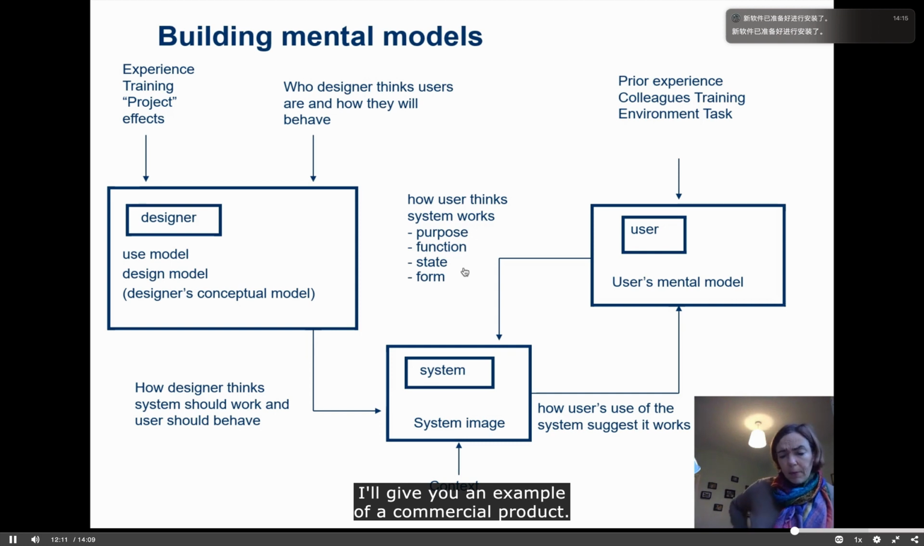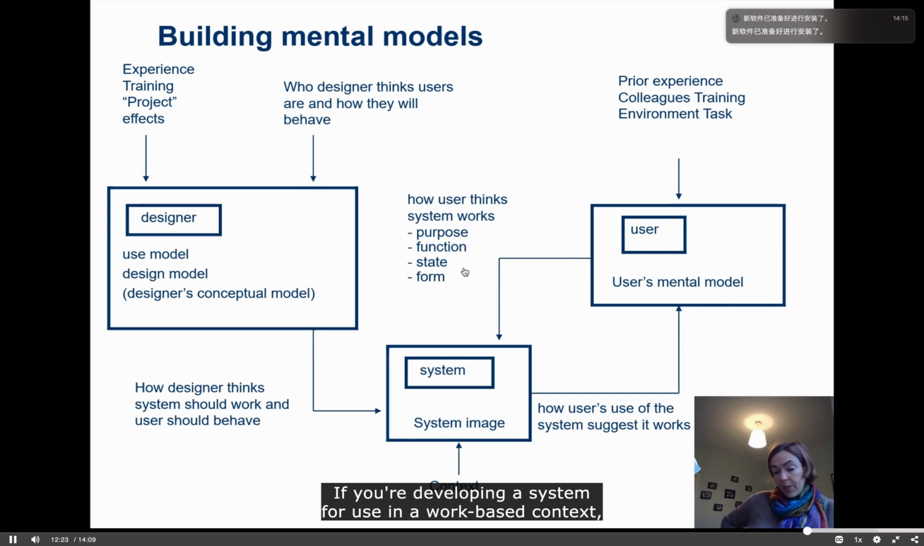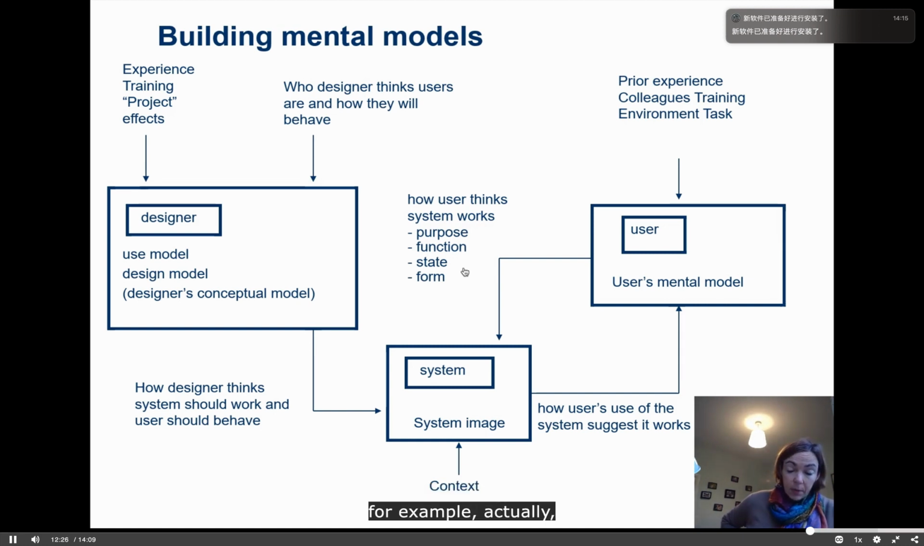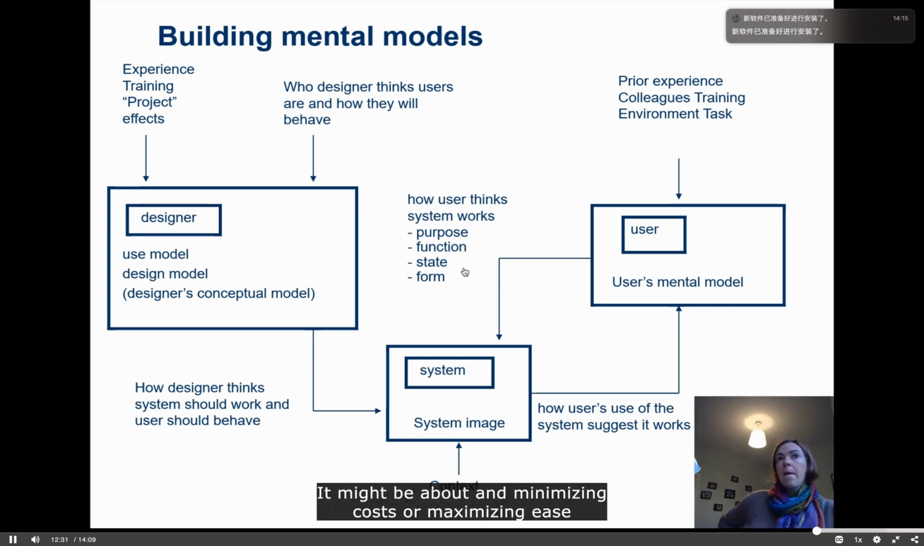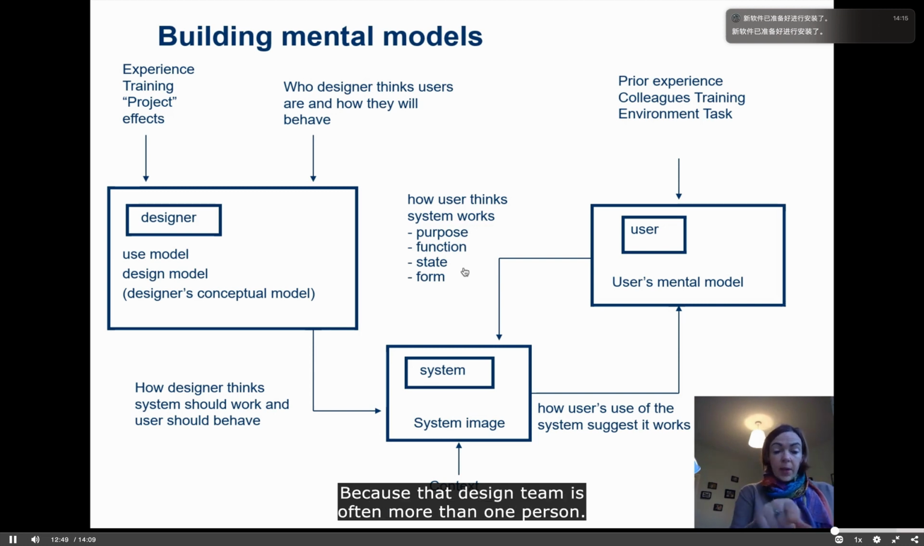I've given you an example of a commercial product. The challenge with a good commercial product is you want to sell as many items as possible, probably for the highest price you can get away with. If you're developing a system for use in a work-based context, for example, actually the project effect will be very different. It might be about minimizing costs or maximizing ease of use of a system, or addressing some of the technical failures of a previous system. So those factors will influence the way in which a designer designs, and may even influence the expertise amongst the team, because that design team is often more than one person.